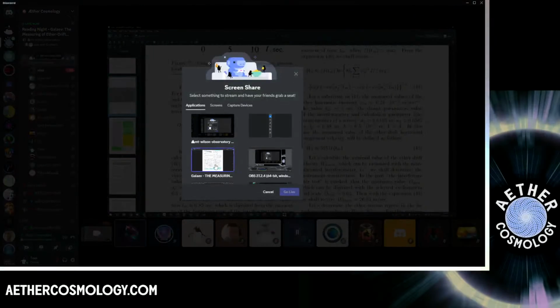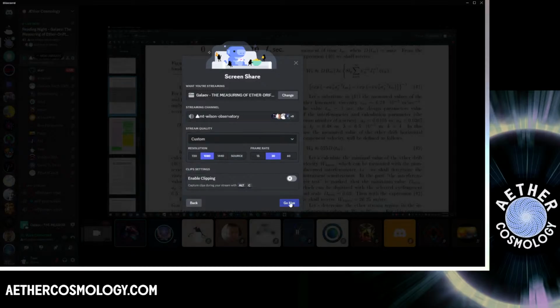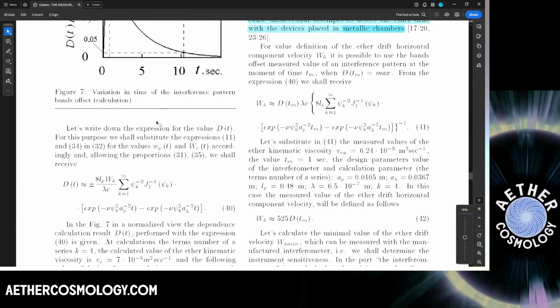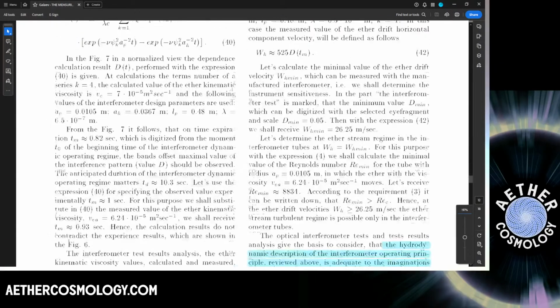In this case, the measured value of the ether horizontal component velocity will be defined as follows: WH equals approximately 525 times D.